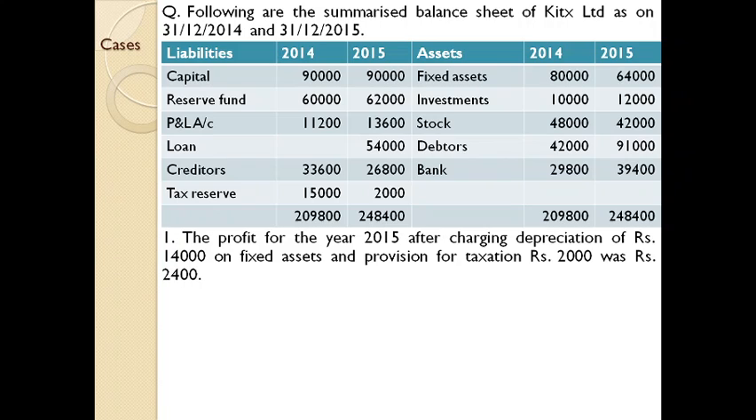In the additional information, it is said that profit for the year 2015, after charging depreciation of rupees 14,000 on fixed asset and provision for tax of rupees 2,000, was rupees 2,400. So during the year, the P&L is given.